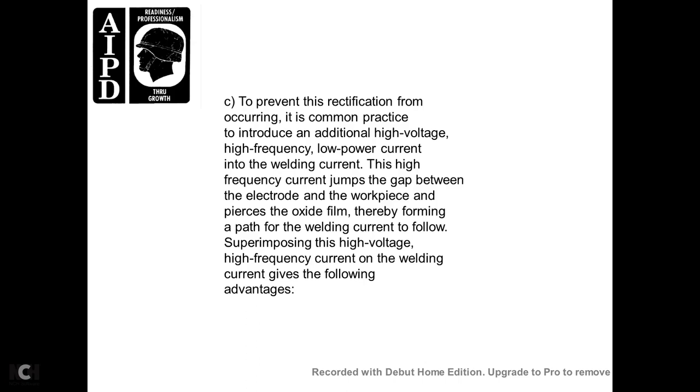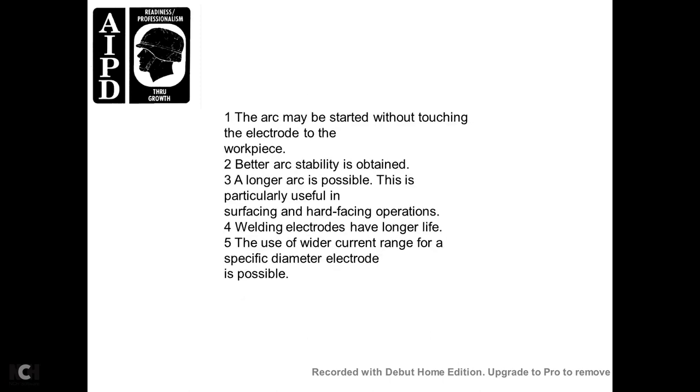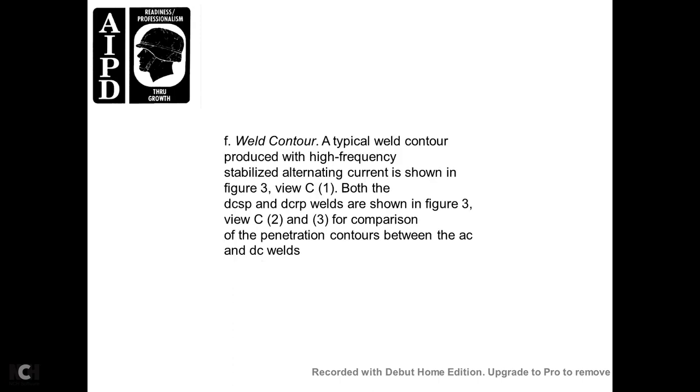To prevent rectification, it is common practice to introduce an additional high voltage, high frequency, low power current into the welding current. The high frequency current jumps the gap between the electrode and workpiece, piercing the oxide film and thereby finding a path for the welding current to flow. Superimposing the high voltage, high frequency current on the welding current gives the following advantages. 1. The arc may be started without touching the electrode to the workpiece. 2. Better arc stability is obtained. 3. A longer arc is possible, which is useful for surfacing and hard facing operations. 4. The electrode has a longer life. 5. Use of the full welding current range for a specific diameter electrode is possible.